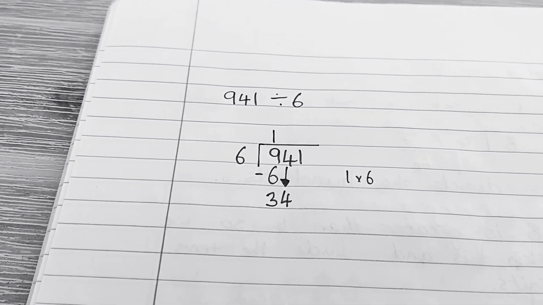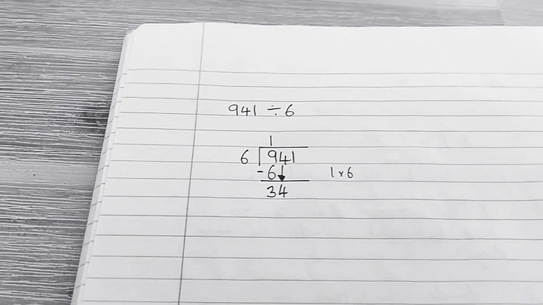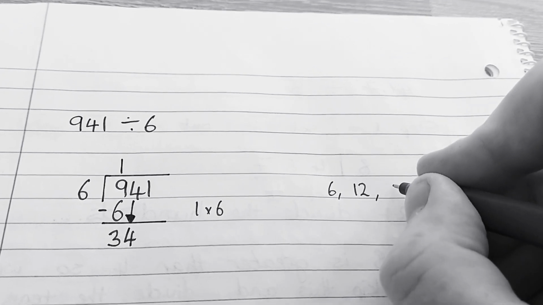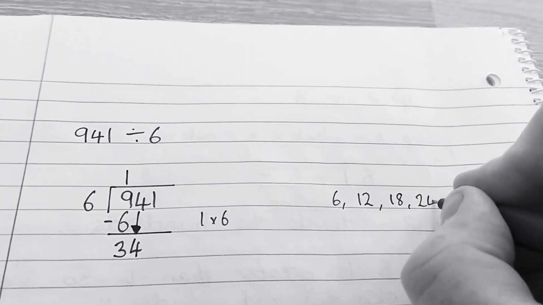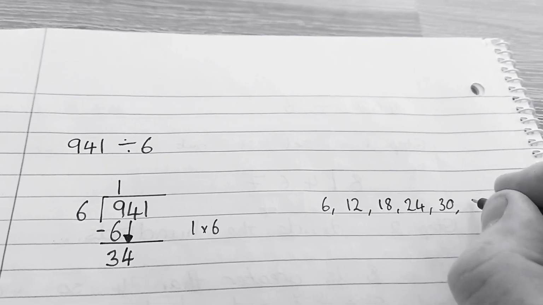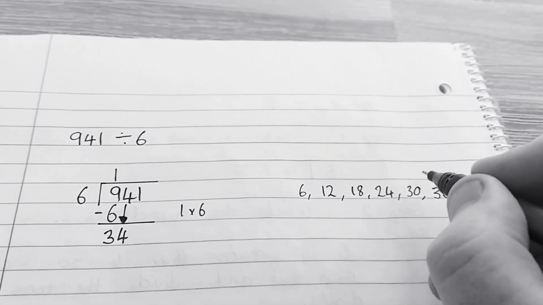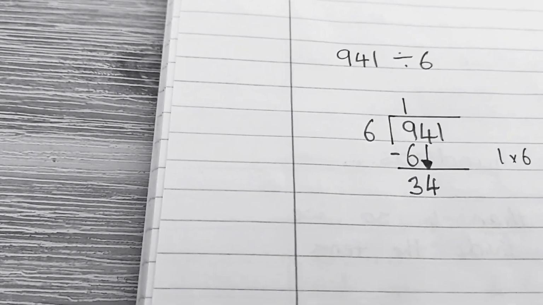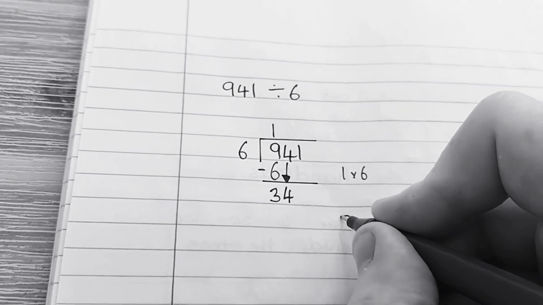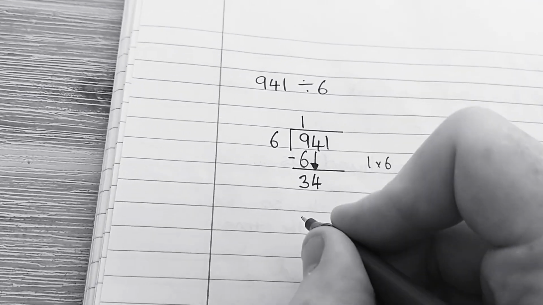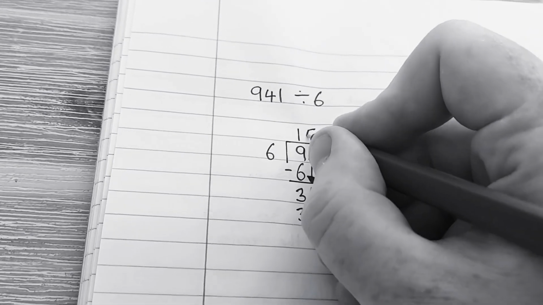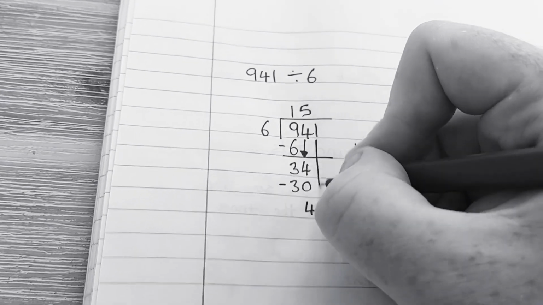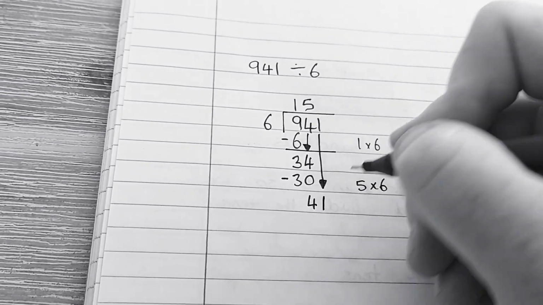Okay, now I'm going to do 6s into 34. So we've got 6, 12, 18, 24, 30, 36. Okay, so this one here, 1, 2, 3, 4, 5. So now I'm going to go back in here. I'm going to do 5 times 6. That gives me 30. Put my 5 up here in the tens digit, and then do 34 minus 30 gives me 4. Bring the 1 down to make 41 ones.